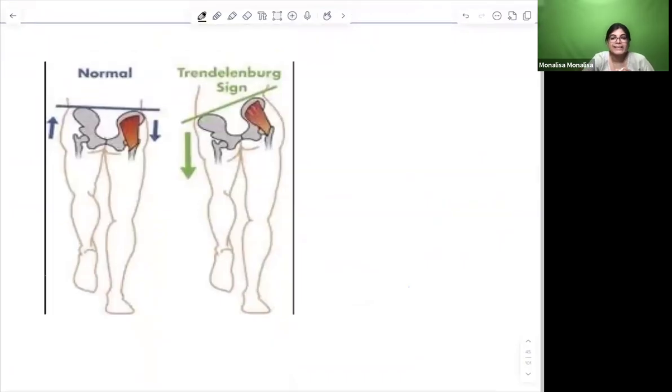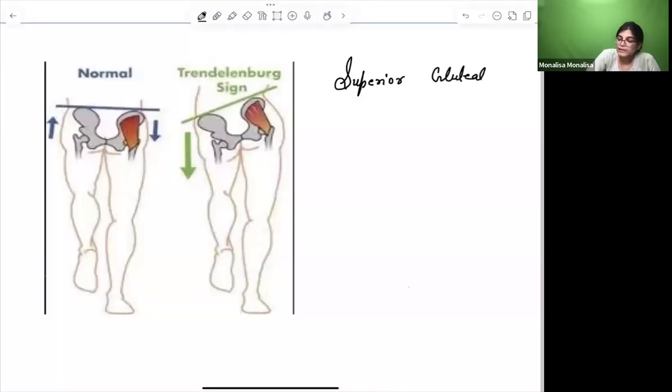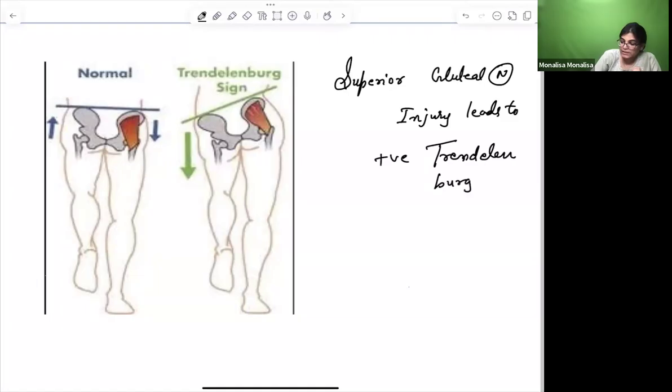Now, coming to the next topic, Trendelenburg sign. If you remember in the previous part, I have already told you which nerve injury causes Trendelenburg sign. Trendelenburg sign positive is in which nerve injury? Anybody remembers? Superior gluteal nerve injury leads to positive Trendelenburg sign. And it leads to the paralysis of which muscle?